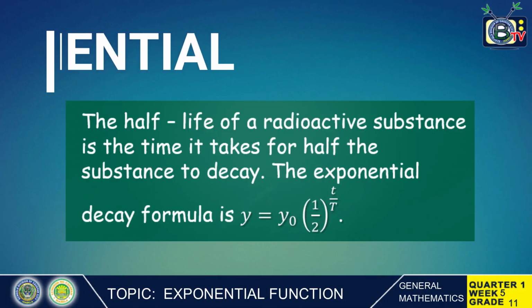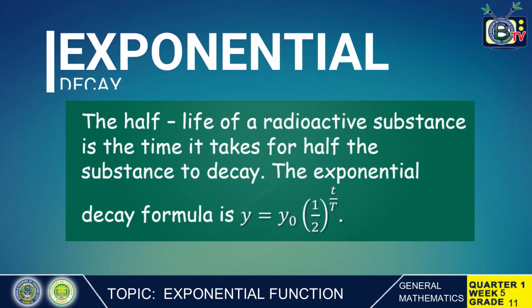Exponential decay. The half-life of a radioactive substance is the time it takes for half of the substance to decay. The exponential decay formula is y is equal to y sub 0 multiplied by 1/2 raised to t all over capital T.